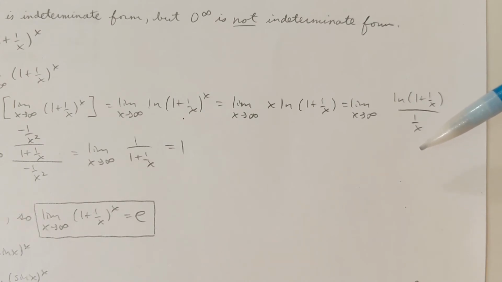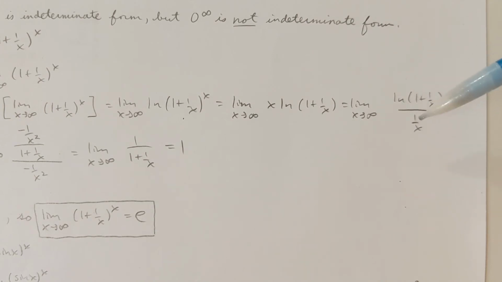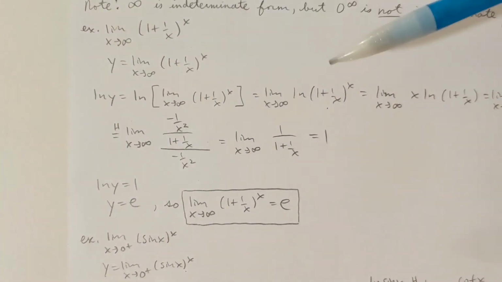And am I in indeterminate form now? Well, the limit as x approaches infinity of 1 over x, that's 0. ln of 1 is 0. Yeah, so I'm in the form 0 over 0, right, indeterminate form there. So I can use L'Hopital's rule, and that's what I've done on the next line here.